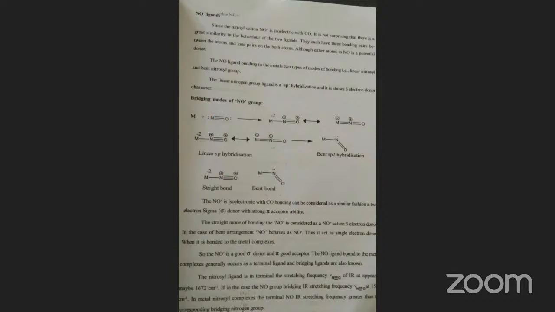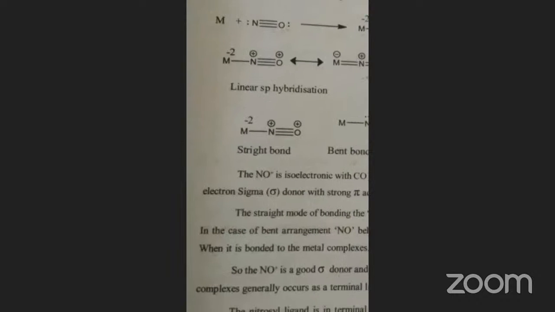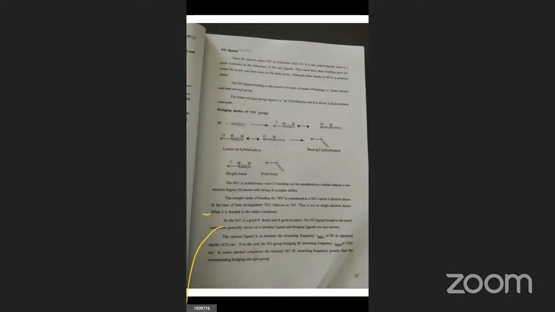Okay, so this type of resonance is observed in the metal and the nitrosyl. Then next, these are some of the examples for bent sp2 hybridization like this. And this is about the straight bond between the metal and the nitrosyl ligand. The nitrosyl cation is isoelectronic with carbon monoxide, so bonding can be considered in a similar fashion, as a sigma donor with a strong pi acceptor ability.